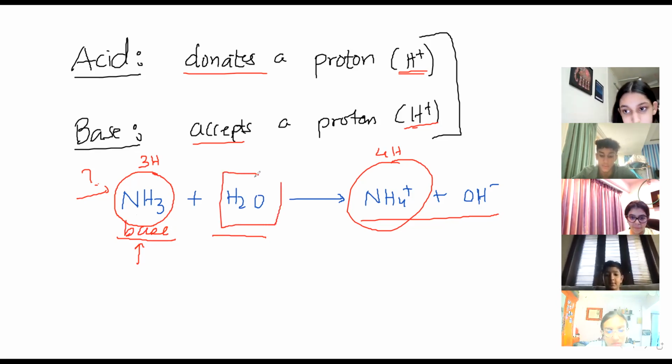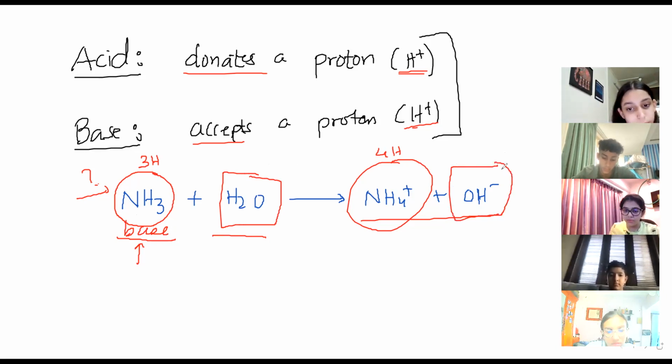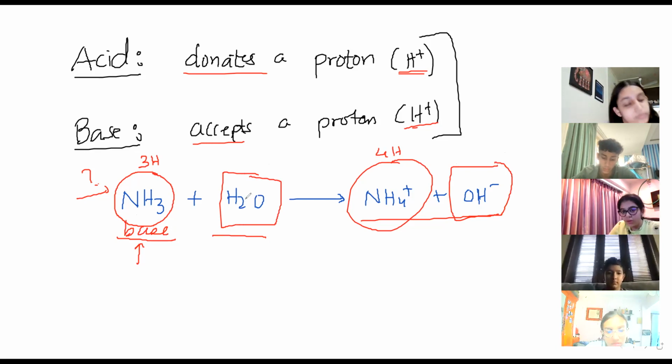Similarly here, how many hydrogens? 2. And the same species becomes hydroxide here. How many hydrogens here? 1. So matlab one hydrogen decreased. So he must have given the hydrogen. So this is an acid. You think you'll be able to solve these questions?